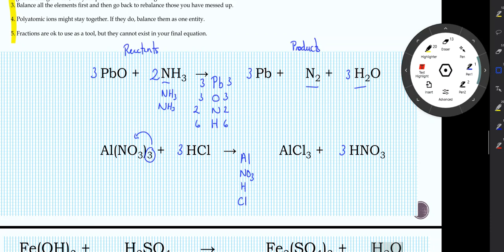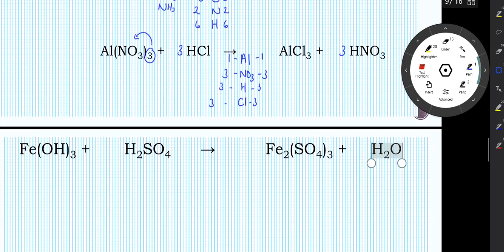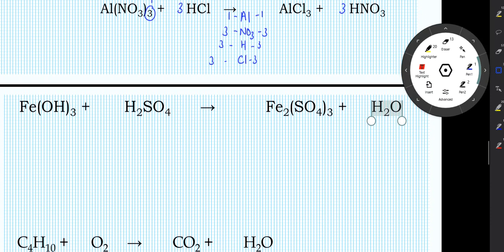So just to check, 1 and 1. I have NO3's, I have 3 and 3. H's, I have 3, 3. And Cl's, I have 3 and 3. Good job. Okay, next one is all about this guy.